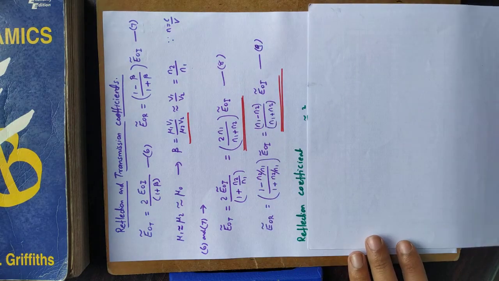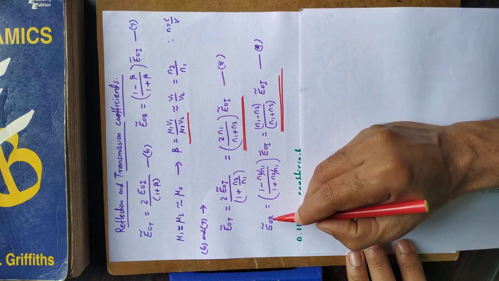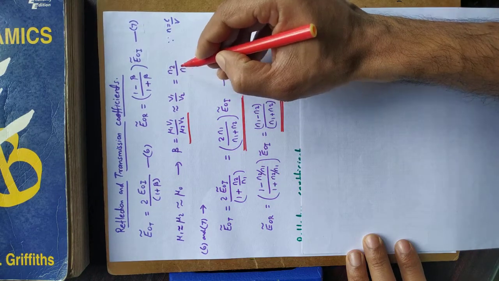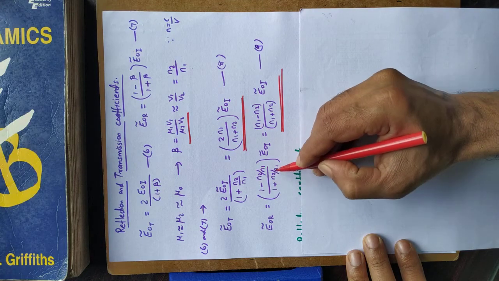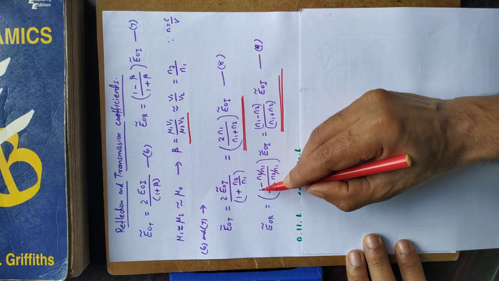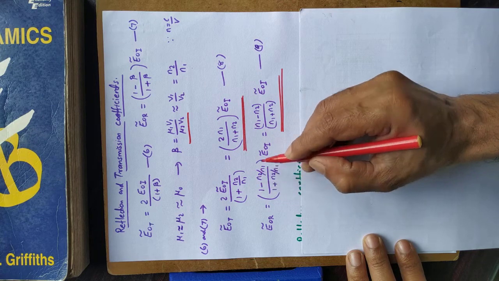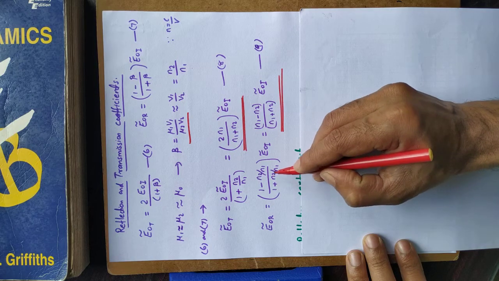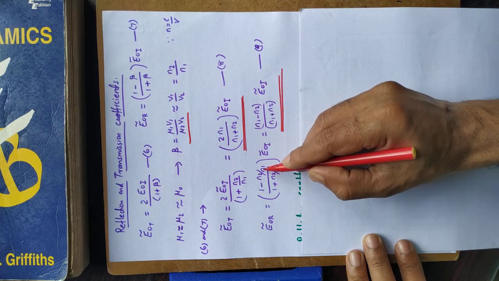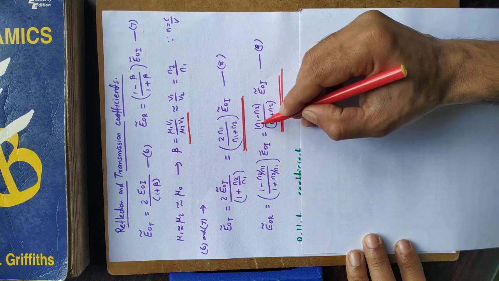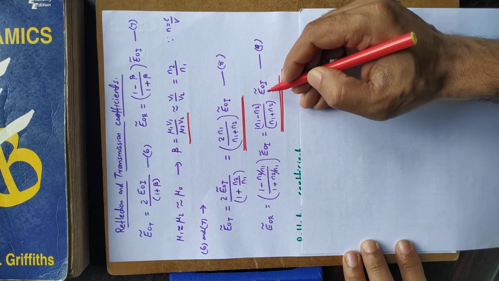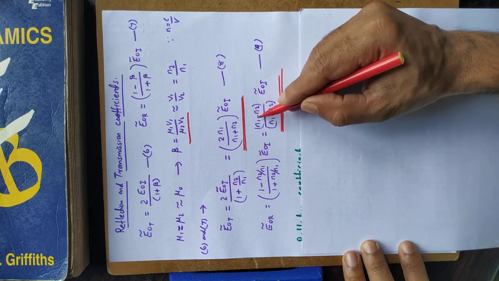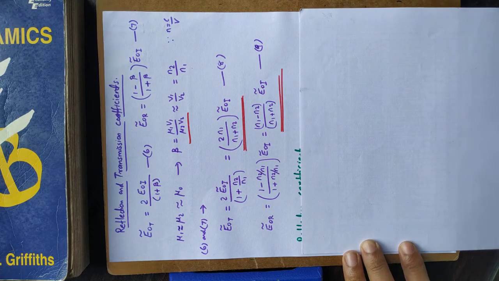Similarly, the reflected field E0R is equal to 1 minus beta divided by 1 plus beta, where beta is n2 by n1. So 1 minus n2 by n1 over 1 plus n2 by n1. If you cross multiply, the numerator becomes n1 minus n2 divided by n1, and the denominator n1 plus n2 divided by n1. The n1 in the denominator cancels on both sides. We get E0R equal to n1 minus n2 divided by n1 plus n2 times E0I, the reflected field in terms of refractive index and incident field.